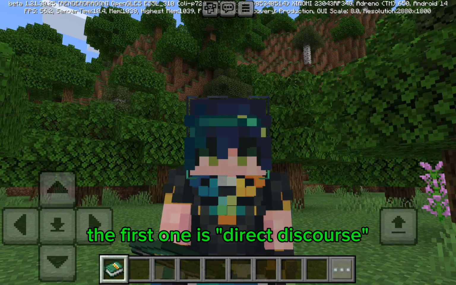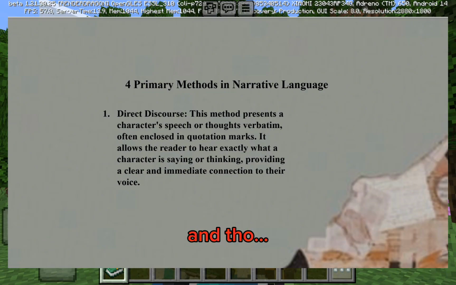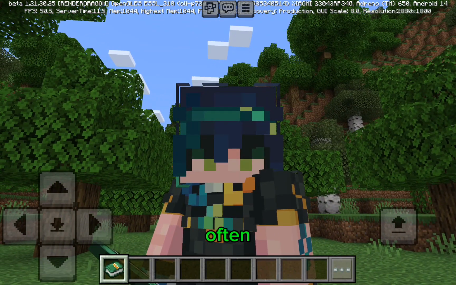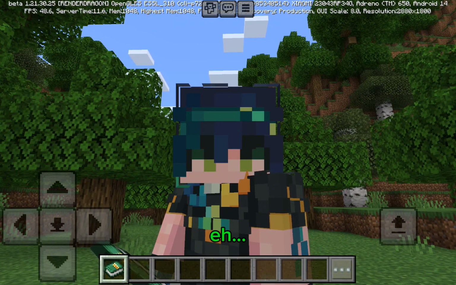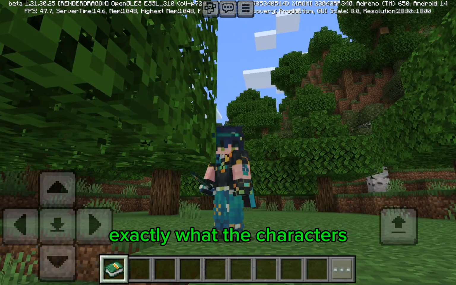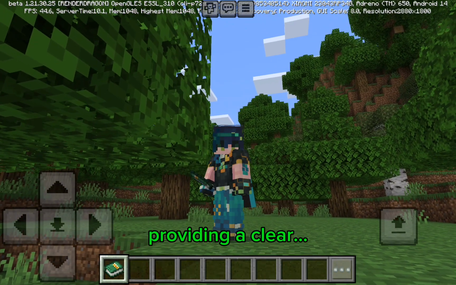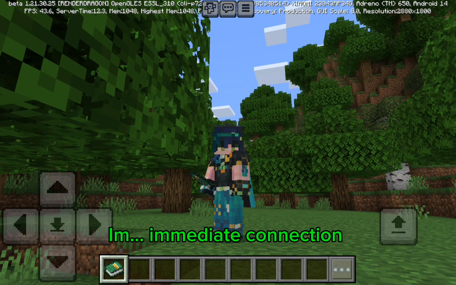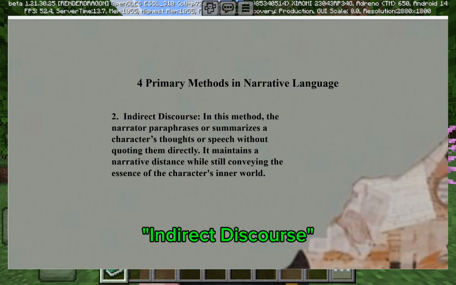The first one is direct discourse. This method presents a character's speech and or thoughts verbatim and often enclosed in quotation marks. It allows the reader to hear exactly what the characters or narrators are saying or thinking, providing a clear and immediate connection to their voice. The second one is indirect discourse.